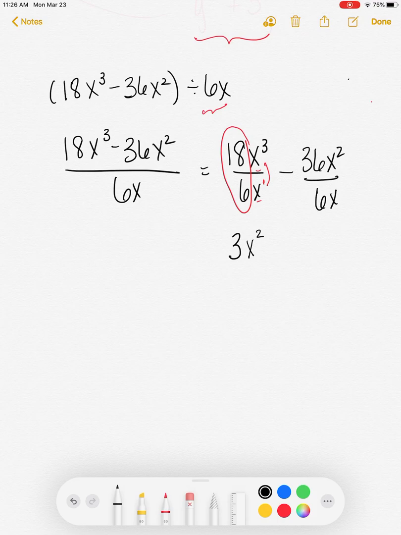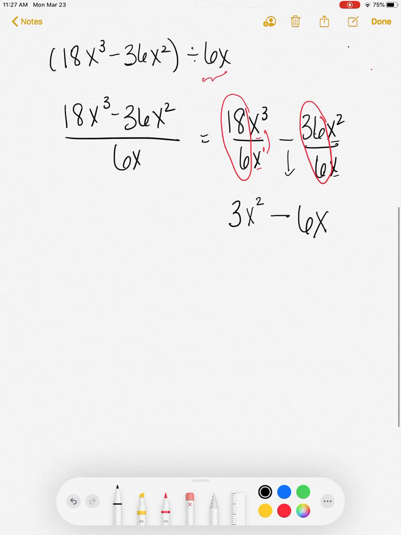Just subtract those exponents. All right, our next term here, we have 36, numerically 36 divided by 6. So we have a minus. That's going to be minus 36 divided by 6, which will give us a 6. And again, we're going to subtract our exponents because our bases are the same. So that will leave us just with an x. And we can leave it like that. All right, let's try another example.